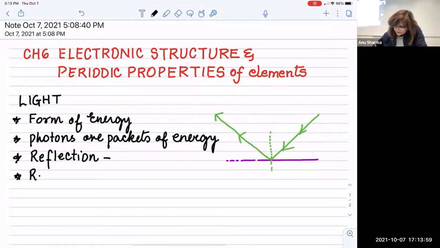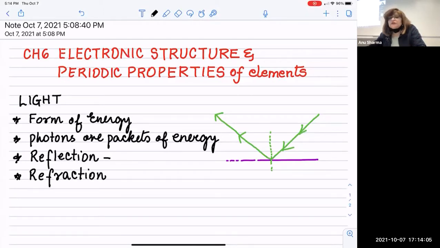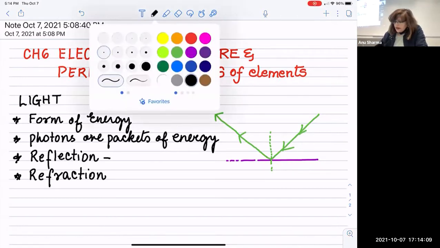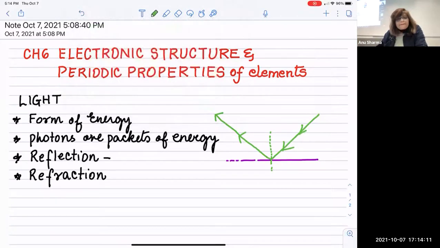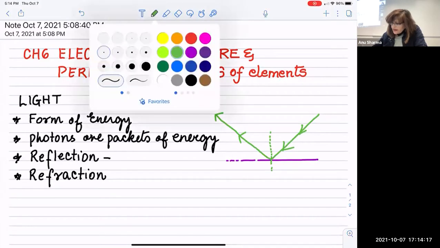Refraction. R-E-F-R-A-C-T-I-O-N. What is refraction? Have you heard of it before? Distortion of light. Very good. Thank you, Kenji. Distortion of light.